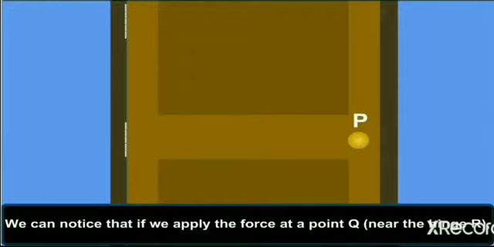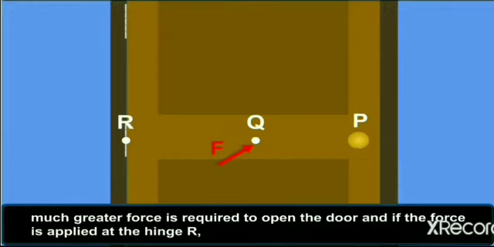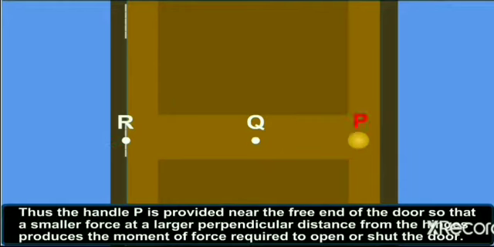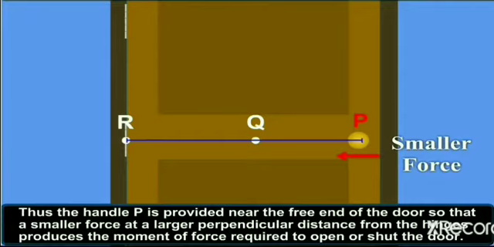We can notice that if we apply the force at a point Q near the hinge R, much greater force is required to open the door, and if the force is applied at the hinge R, we will not be able to open the door howsoever large the force may be. Because for the force at R, torque will be 0. Thus, the handle P is provided near the free end of the door so that a smaller force at a larger perpendicular distance from the hinges produces the moment of force required to open or shut the door.